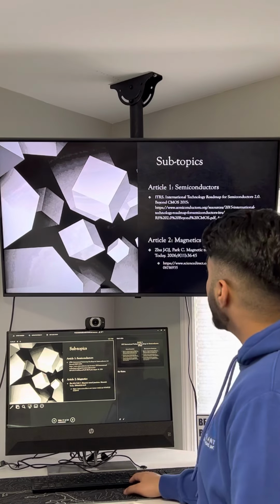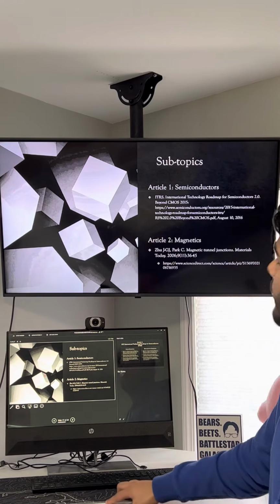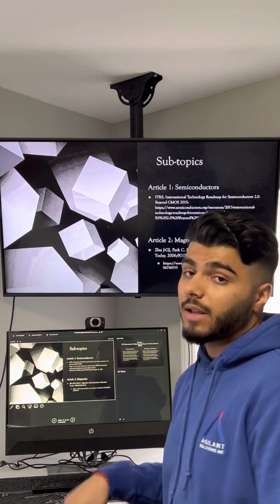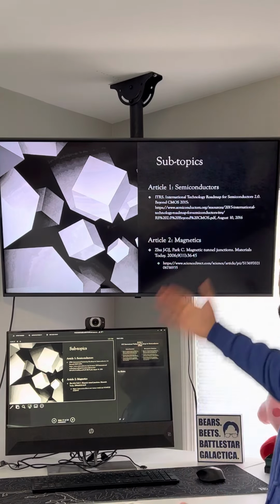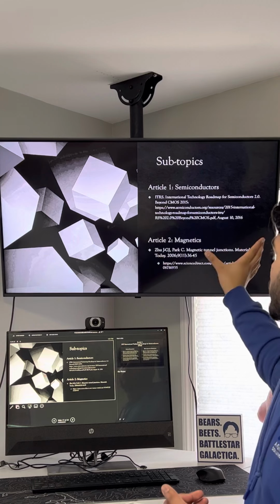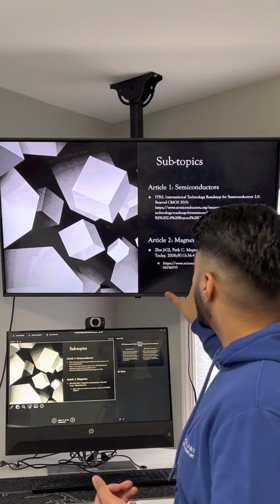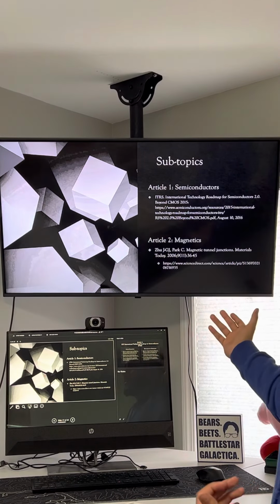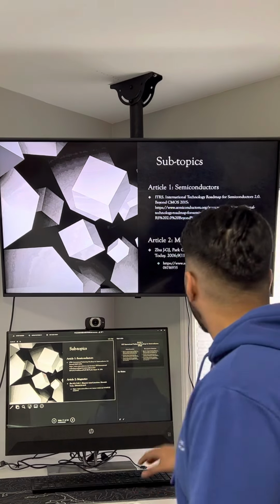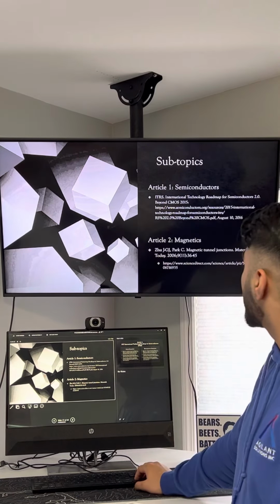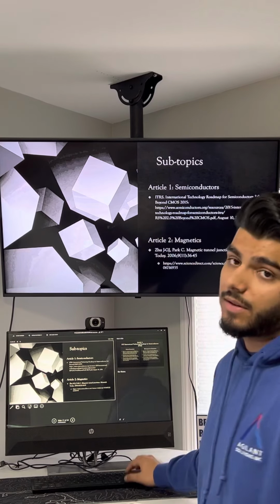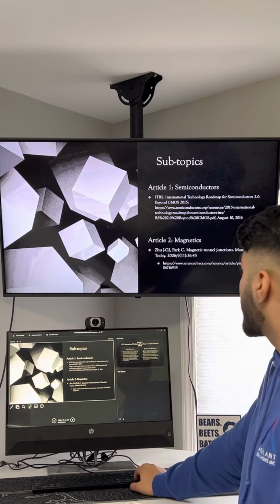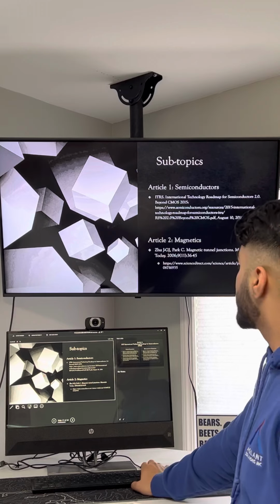All right, the two topics that we chose, or subtopics, is about semiconductors. That's about article one, and I had the citation right there, and article two, magnetics, and the citation right there as well. We're going to be talking about magnetics and semiconductors.